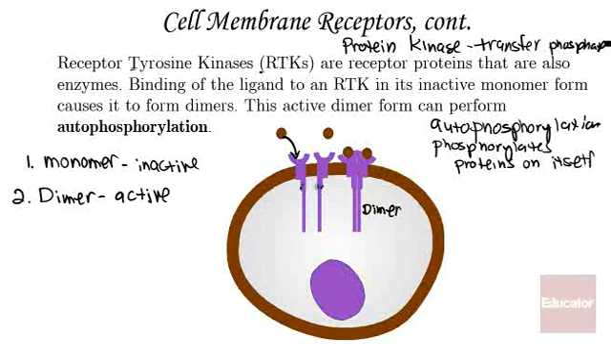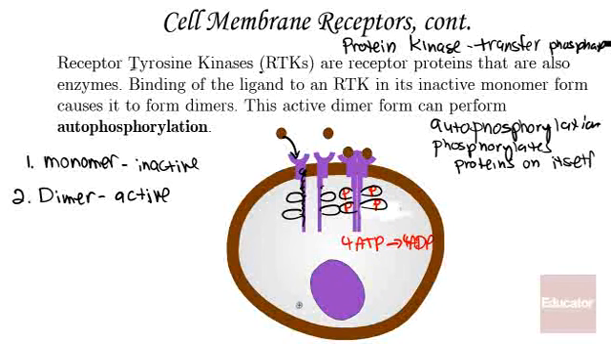So the structure of this is that there is a helix embedded in the cell membrane, and there are multiple tyrosines on this protein. So these are unphosphorylated, and then once the RTK is in its dimer form, it's activated and it can phosphorylate itself. So it's going to add phosphate groups, and it's going to use ATP. So 4 ATPs will be converted to 4 ADPs to provide the phosphates.